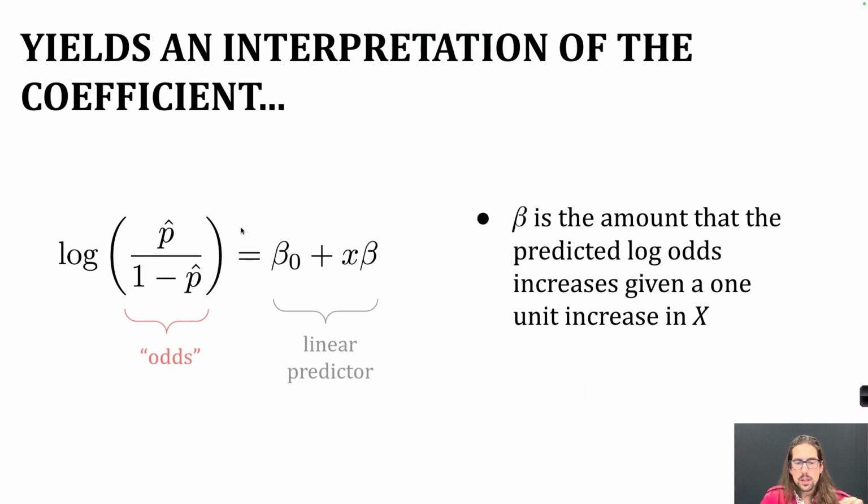So if we concretely want to interpret this coefficient, we can say that this slope is the amount that the predicted log odds, which is this thing over here, increases if we increase this predictor by 1 unit. Okay? And then similarly, beta 0, the intercept, is the predicted log odds, assuming that this predictor is set to 0.